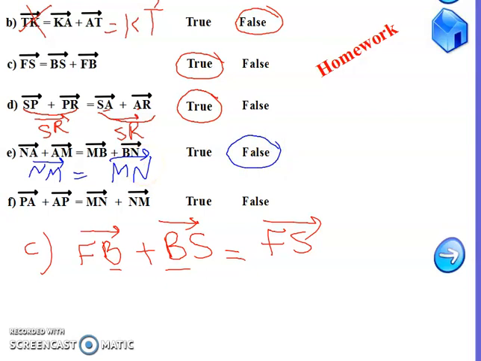The last one, vector PA plus vector AP. If I want to add them using Chasles's rule, or faster, they are opposite vectors so their sum is the zero vector. And MN plus NM, also they are opposite vectors, their sum is the zero vector. They are equal, yes, it is true. Zero vector equal zero vector. Okay? Exercise 2.